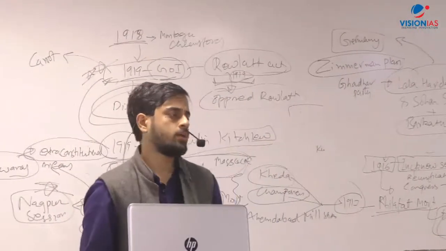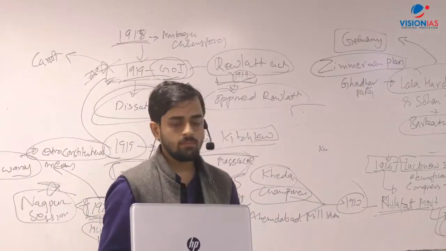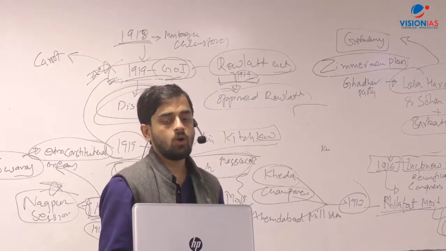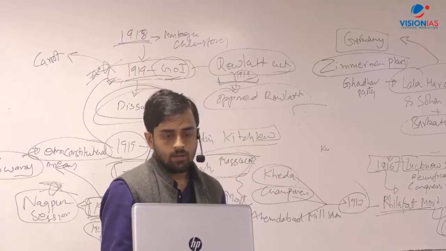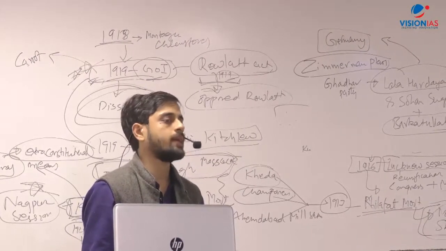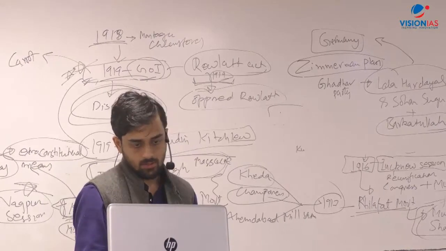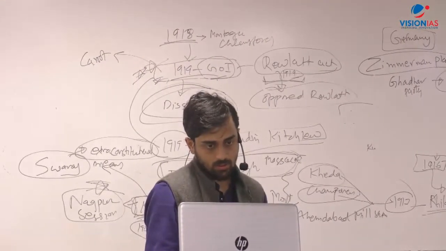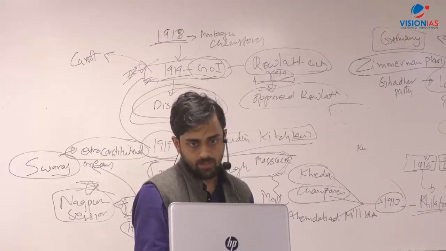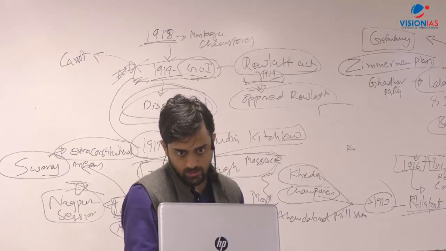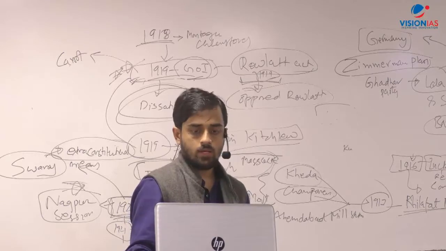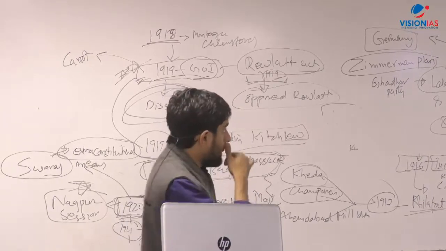Also, one anecdotal piece of information here itself is that when the partition of Bengal was annulled, the capital of British rule in India was moved from Calcutta to Delhi. That's all. Okay. Now we will take forward our discussion from here on. Any doubts still here? Okay.